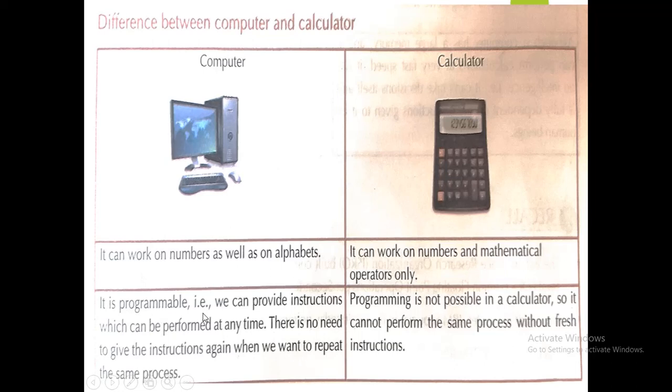A computer is programmable. So what is meant by programmable? That is, we can provide instructions which can be performed at any time. There is no need to give the instruction again and again. I have already told you about its efficiency. So once we program the computer, there is no need to give the instruction again and again. It can automatically repeat the same process.